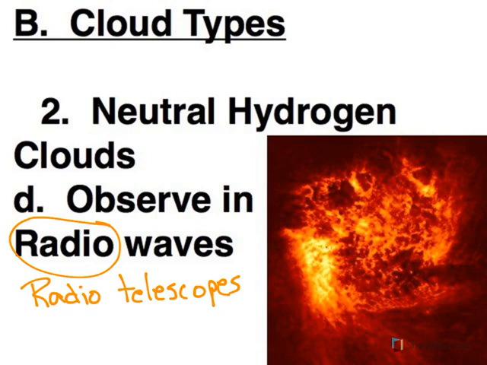So radio telescopes let us map hydrogen, because hydrogen is everywhere. It's the most abundant element in the universe. And so the fact that hydrogen does give off this radio wave means that radio telescopes become very, very useful for producing maps of where hydrogen is located.